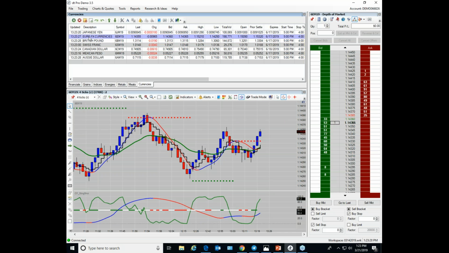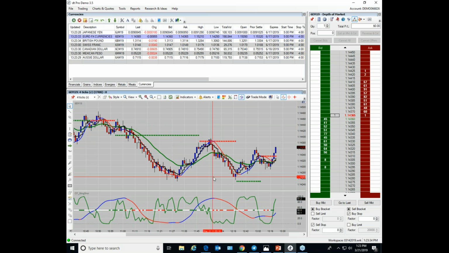The currencies have been rocking and rolling today. Are we trending in the euro? Double bottom, the top here, and we're right smack dab in the middle. So no, right now the euro is not trending.